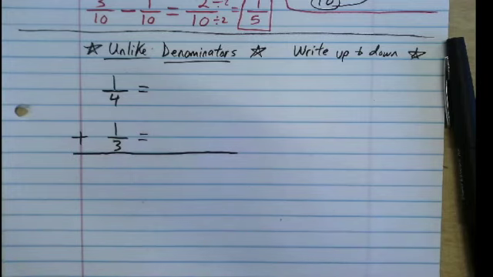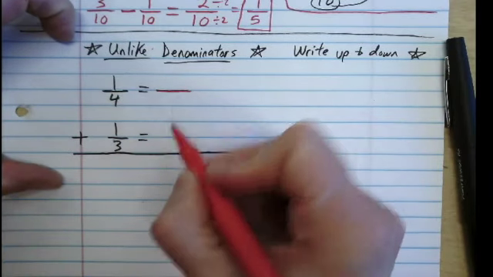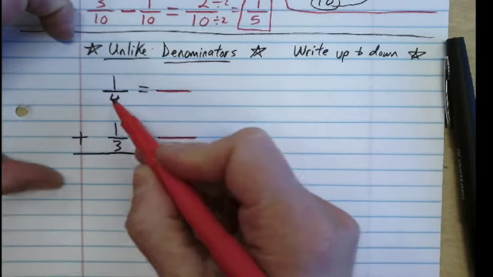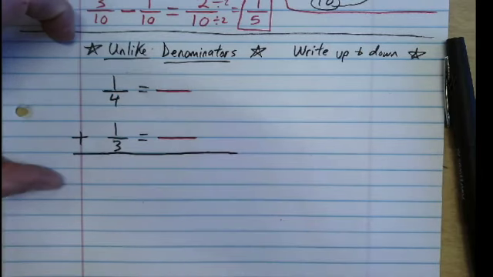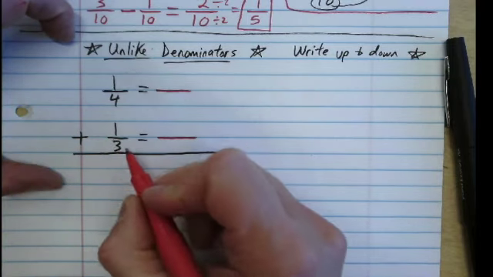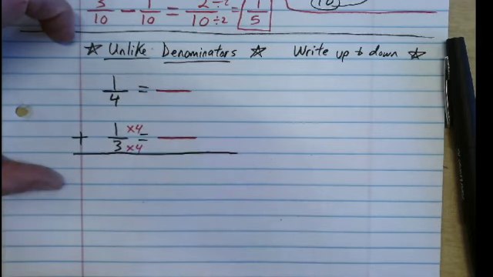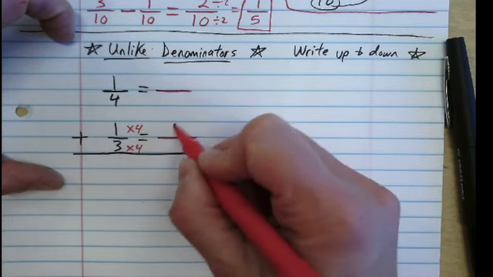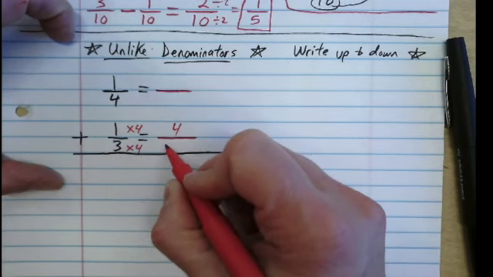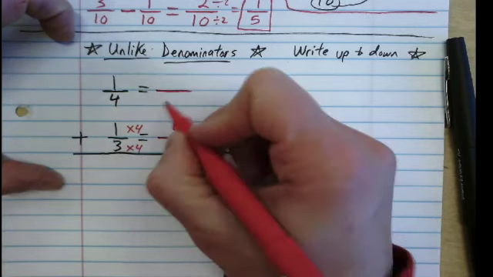So I'm going to change to red. How do I make both of these have the same denominator? Well, you can always take the denominators and multiply them by each other to get the same denominator. That's not always their least common multiple, but that's one way to do it. So if you take 3 times 4, which is that denominator, then you need to take the top times 4, which would give you 1 times 4 is 4, 3 times 4 is 12.